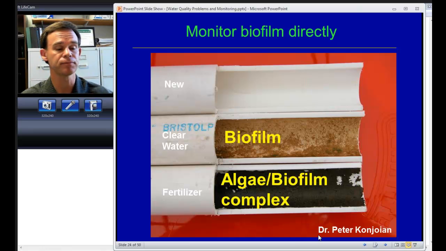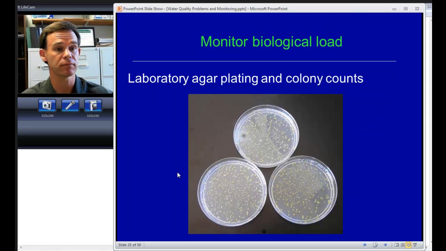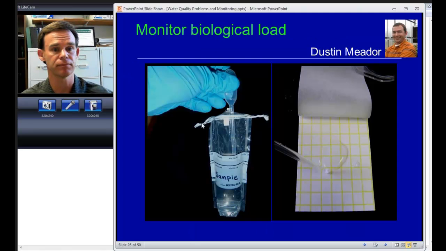And Dr. Peter Conjoyan has done a lot of research work on understanding biofilm and its control, especially with chlorine dioxide. So you can put ports into your irrigation lines to see how much biofilm is actually growing. You can also take a water sample and send it to a lab, and they will plate out and do these colony counts of colony-forming units per milliliter, typically of bacteria, which make up a lot of the biofilm.